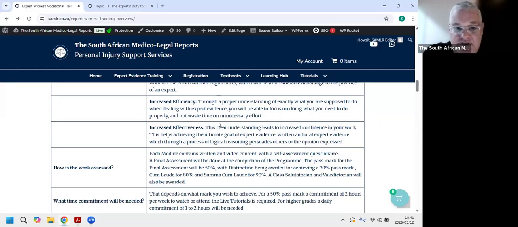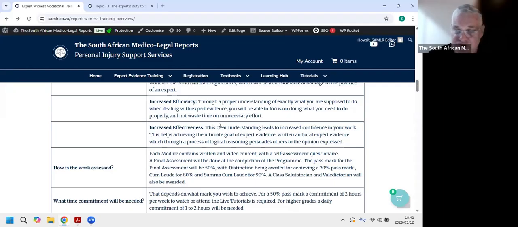Through a proper understanding of exactly what you're supposed to do in dealing with expert evidence, you'll be able to focus on doing what you need to do properly and not waste time on unnecessary effort. I find this is quite an important point with expert witnesses. Because they're not sure what to do, they tend to waffle. There tends to be a lot of information in their reports or in their joint minutes, which is not necessary. And you can actually see they don't know exactly what they're supposed to do. So they're not really goal directed. And that takes away from the effectiveness of your report and the efficiency.